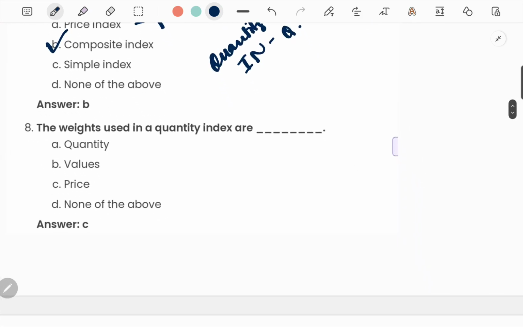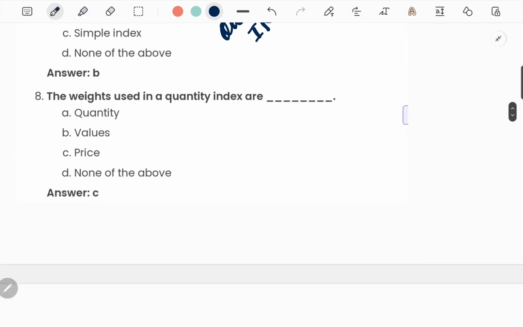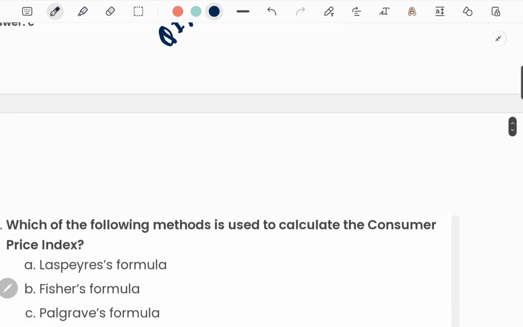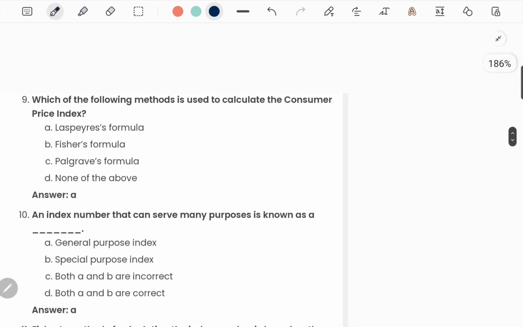The weights used in quantity index are, so we know that in price index our weight Wj is a quantity, and in quantity index number our weight Wj is price, right? So for quantity index it is price. Next up, which of the following methods is used to calculate the consumer price index? This I have discussed in the previous video in detail. So the correct answer is Laspeyres index.